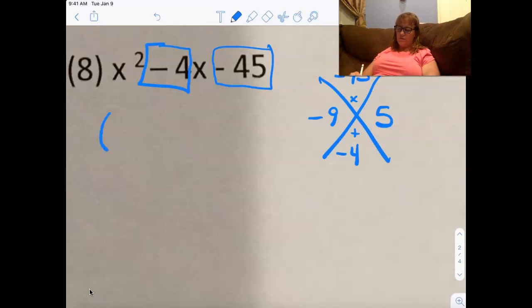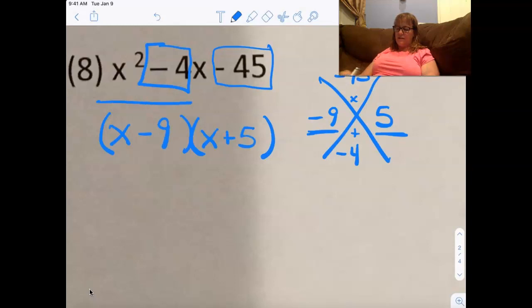So therefore, we set up our parentheses for our two binomials. We start each one with an X, and then we just put these numbers right in with it. So we've got a -9 and a +5. There is your answer, nice and sweet.